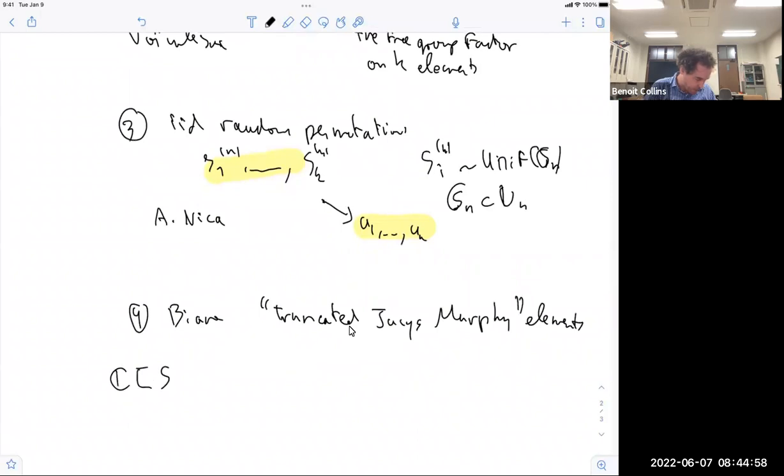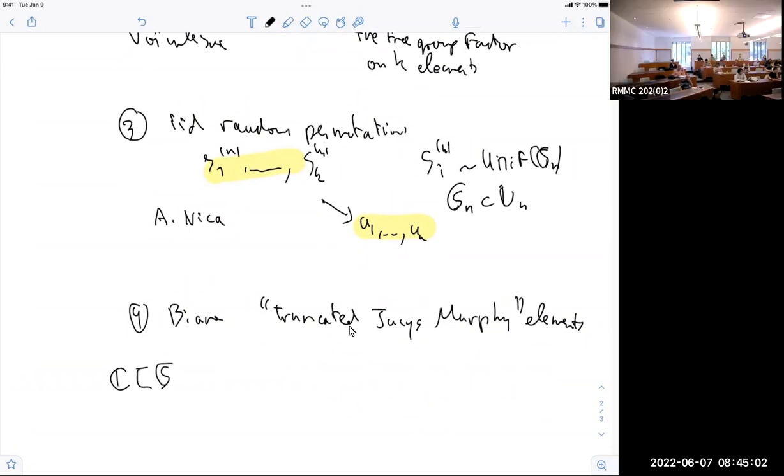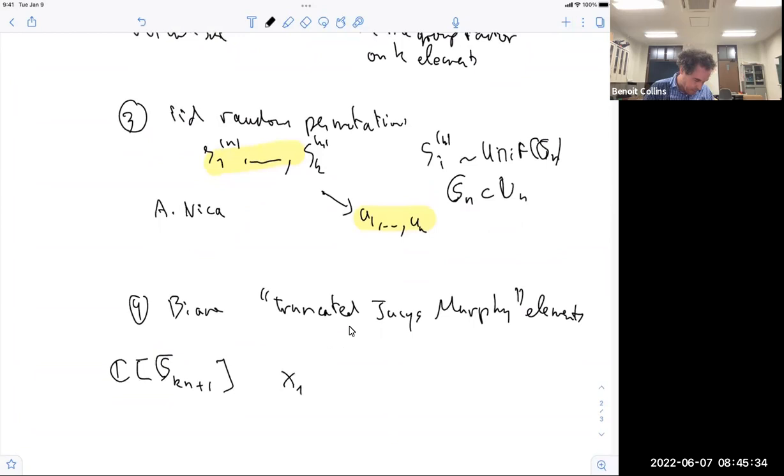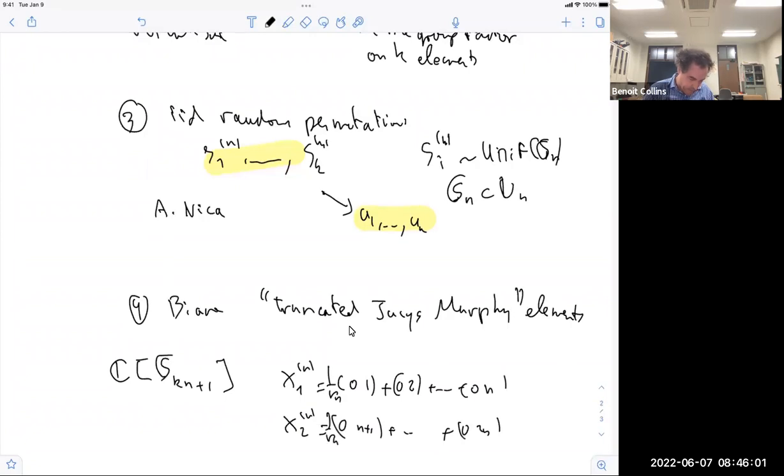We take the group algebra of the symmetric group. So I should try to stick to some consistent notation. Maybe I will take it, let's say, in S_{kn+1}. So it's just permuting kn+1 elements, so it's permuting elements between zero and kn. And here I'm taking the first element, which is x1, and this is going to be the sum of (0,1) plus (0,2) plus ... plus (0,n), and then x2 is going to be (0,n+1) plus ... plus (0,2n). Each time I should normalize them by 1 over root n, I think, and so on and so forth.